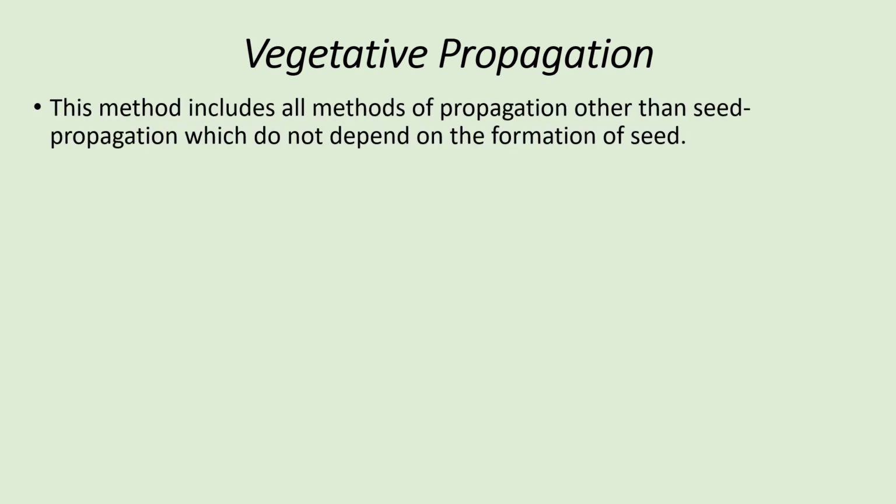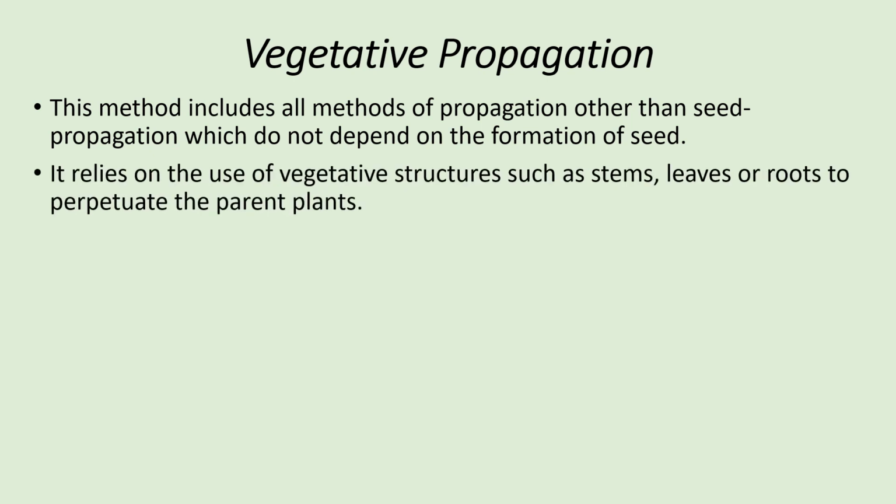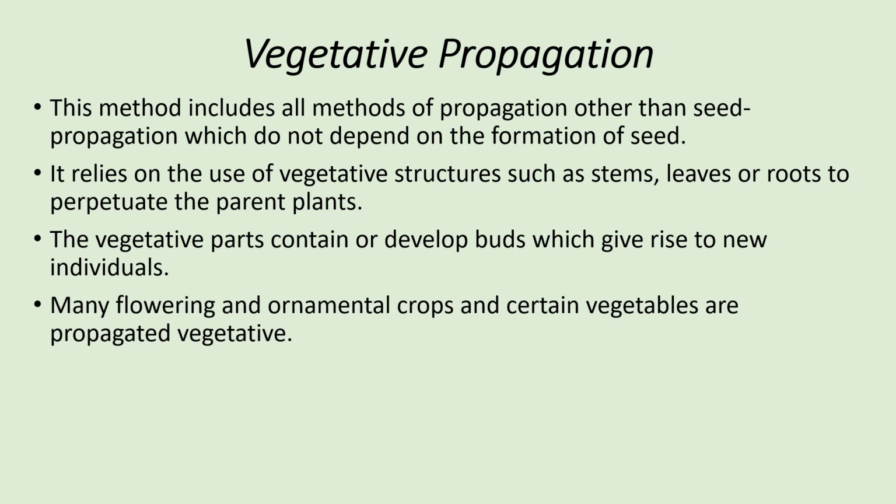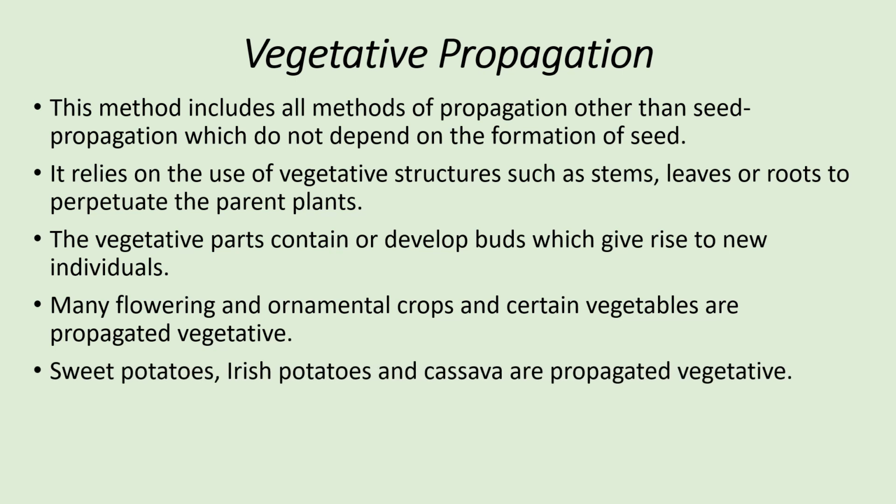Vegetative propagation. This method includes all methods of propagation other than seed propagation which do not depend on the formation of seed. It relies on the use of vegetative structures such as stems, leaves or roots to perpetuate the parent plants. The vegetative parts contain or develop buds which give rise to new individuals. Many flowering and ornamental crops and certain vegetables are propagated vegetatively. Sweet potatoes, Irish potatoes, and cassava are propagated vegetatively.